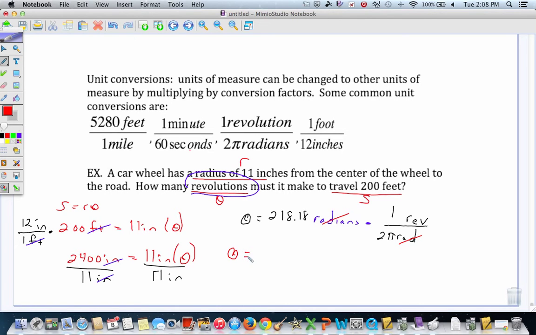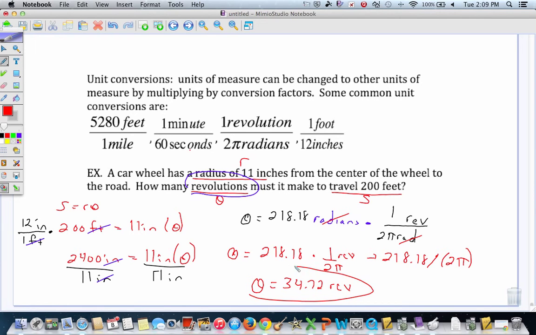Now as a side note, I'm going to rewrite this. Theta equals 218.18 times 1 revolution over 2 pi. So we're dividing by 2 pi. As you type this into your calculator, be careful with that, because when you divide by 2 pi, if you don't type it in with parentheses, your calculator will divide by 2 and then multiply that quotient by pi, which will give you a completely incorrect answer. In this case, our correct answer is 34.72 revolutions.